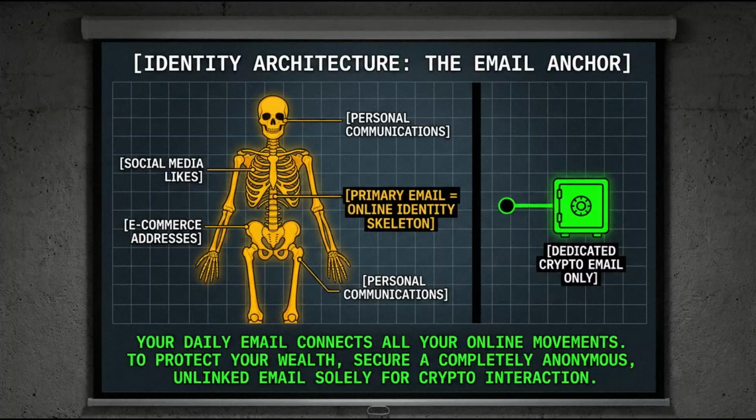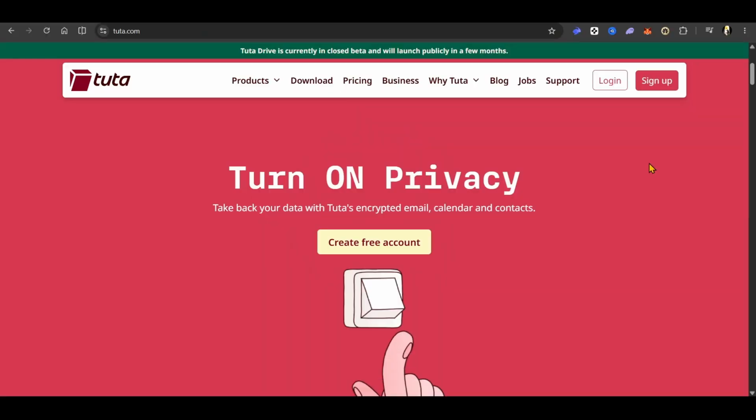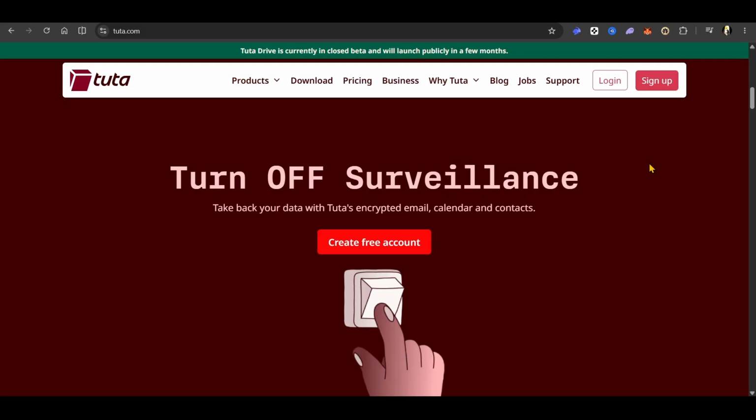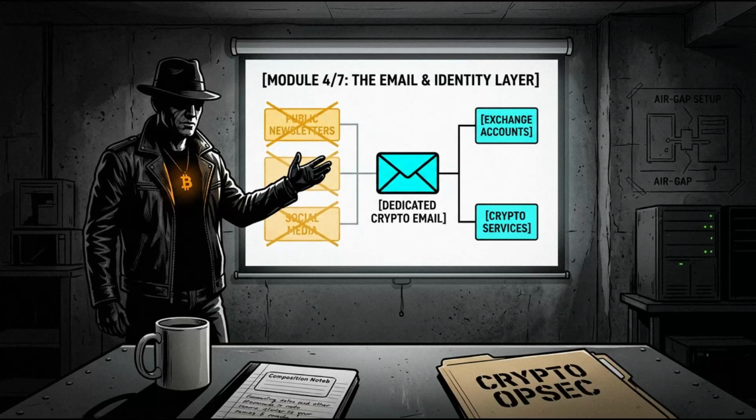I use Proton myself, you can use that as well, or something else. For example, there's Tutanota, nowadays called Tuta. This email is going to be used for exchange accounts, crypto services, and nothing else. It should only connect to your crypto activity.